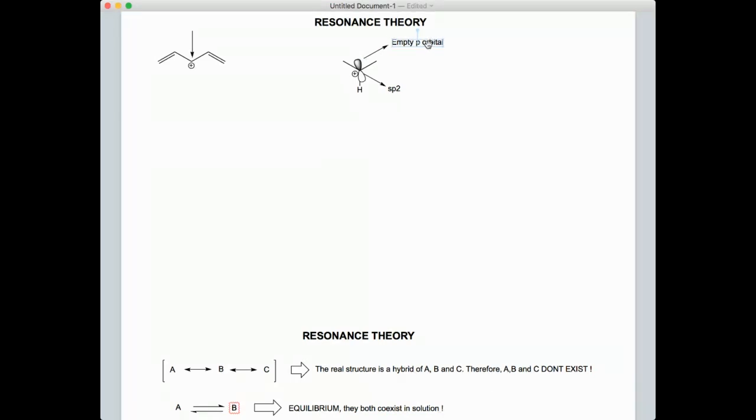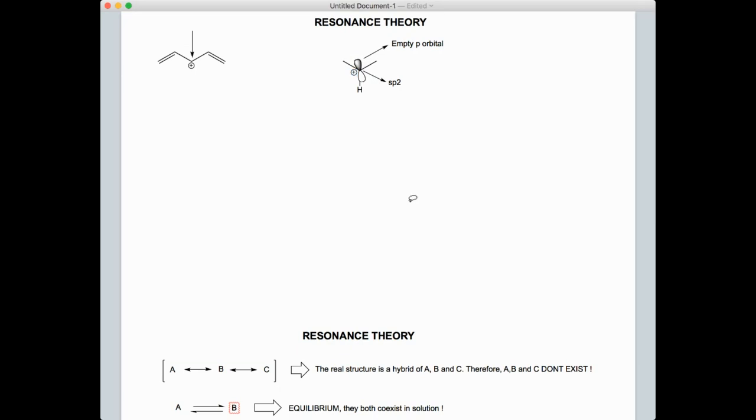So any carbocation, once again, will be sp2 hybridized, and carbocations will always have 3 sigma bonds. We can think about the 3 sigma bonds with 3 sp2 hybrid orbitals. And the 4th orbital is a p orbital, as in any sp2 hybridized atom. But in this case, the p orbital is empty. That's why the carbon is positively charged. It only has 3 bonds and an empty p orbital.